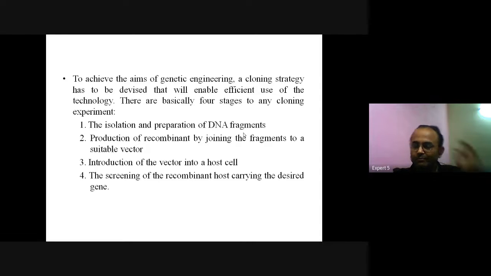Because in the case of a plasmid vector, just the simplest vector, plasmid pBR322, it carries two antibiotic resistance genes, a tetracycline resistance gene and an ampicillin resistance gene. These genes are known as selectable marker genes. On this basis, particular recombinants are screened for carrying the desired genes.